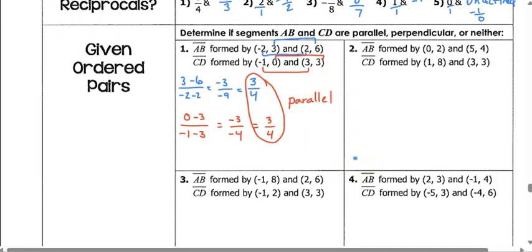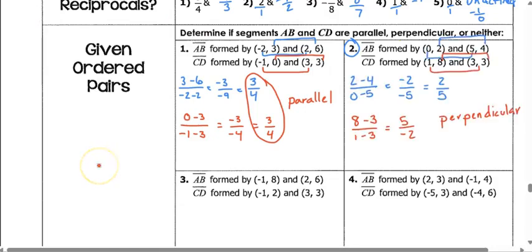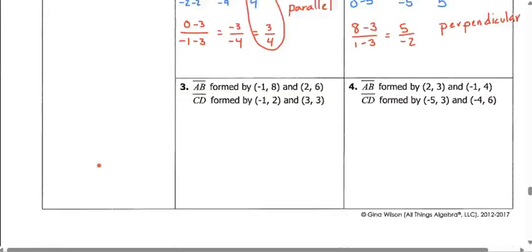Okay, I want you to pause here and try example 2. So find your two slopes and determine if that means the lines are parallel, perpendicular, or neither. Okay, so for AB, I got a slope of 2/5. For CD, I got a slope of -5/2. Those two are negative reciprocals of each other, so that means the segments are perpendicular.